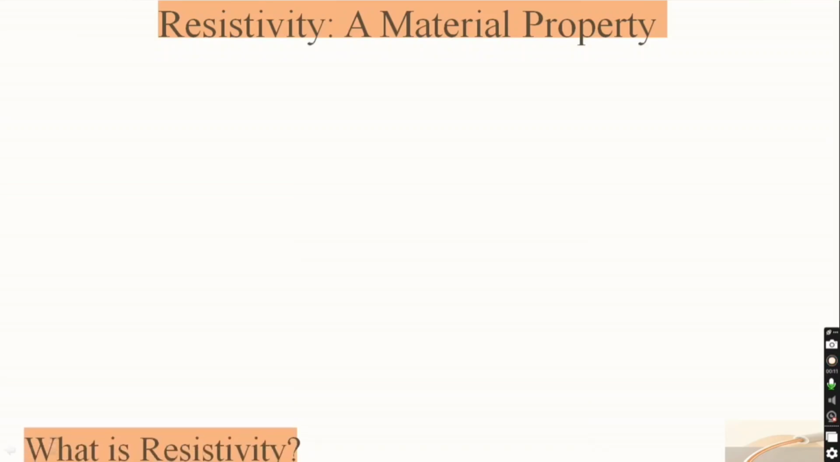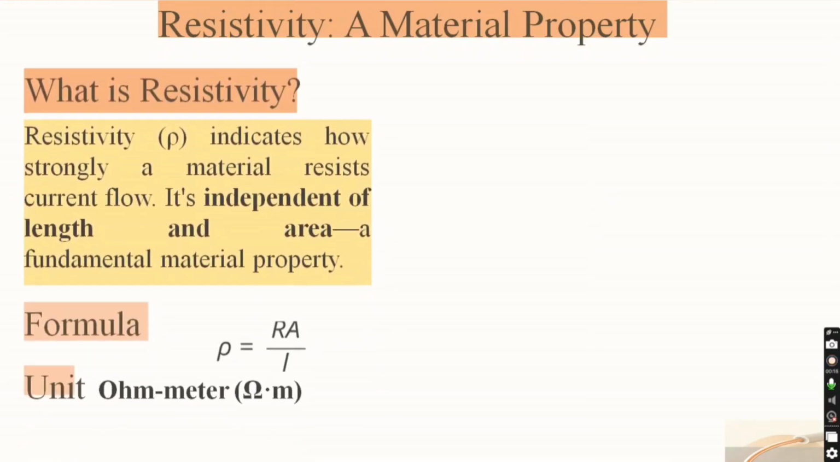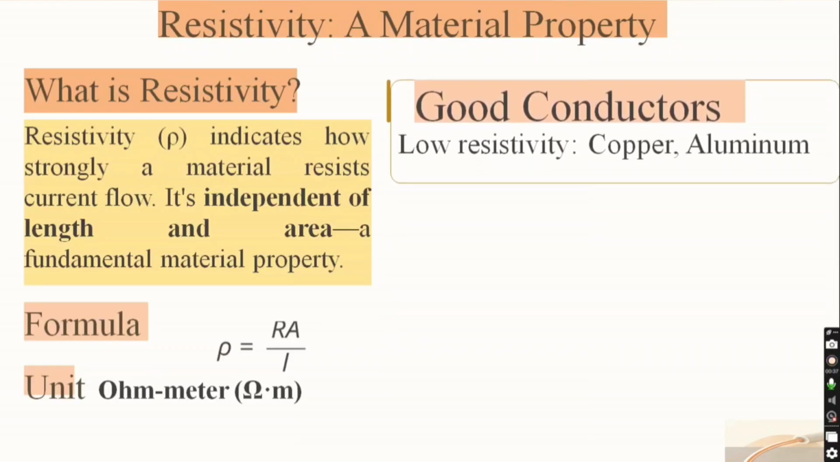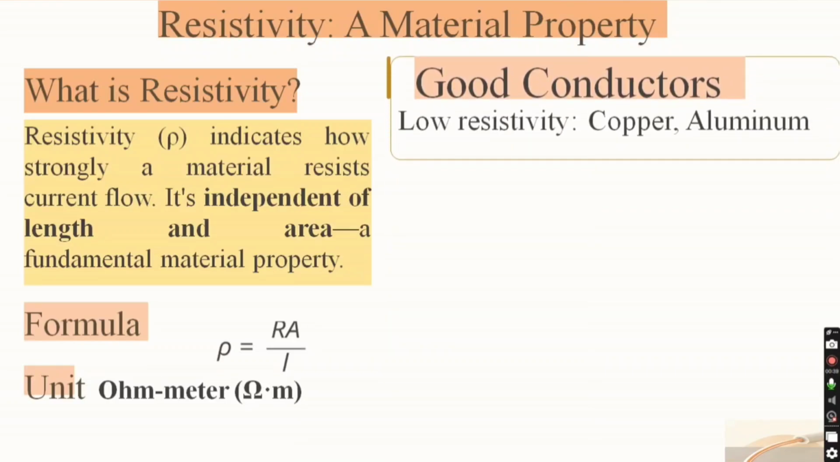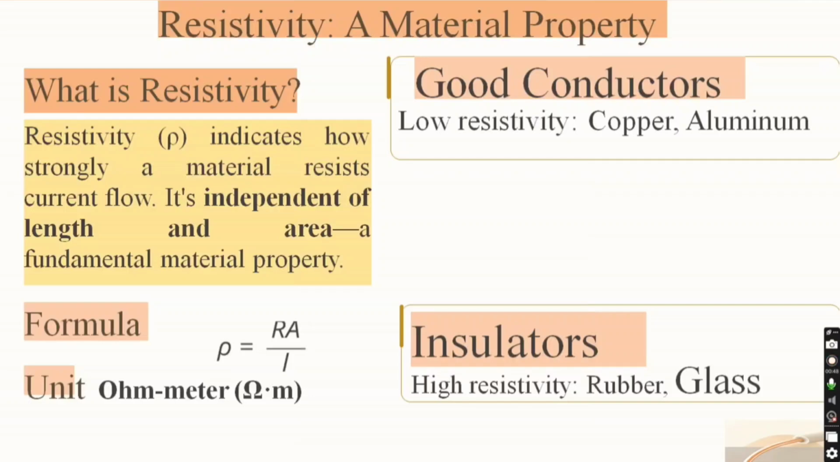Resistivity is a material property that indicates how strongly a material resists the flow of electric current. It is independent of length and area. It is expressed by ρ. ρ = RA/L, and the unit is ohm meter. A good conductor has very low resistance, so electric current flows easily. Example: copper, aluminum. An insulator has very high resistance, so it strongly opposes the flow of electric current. Example: rubber, glass.